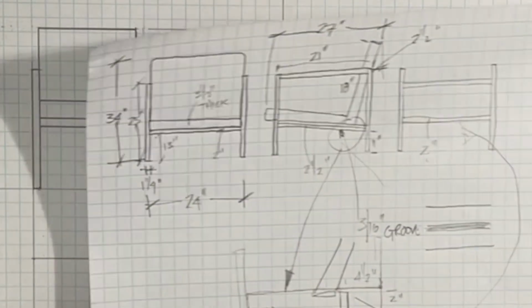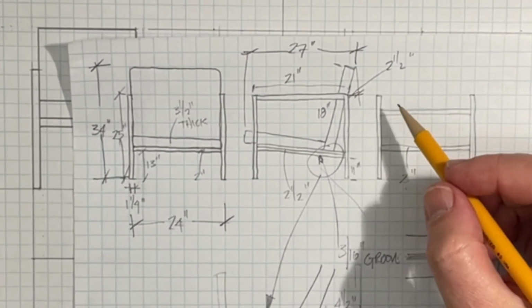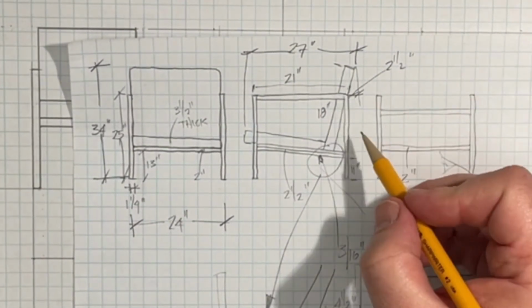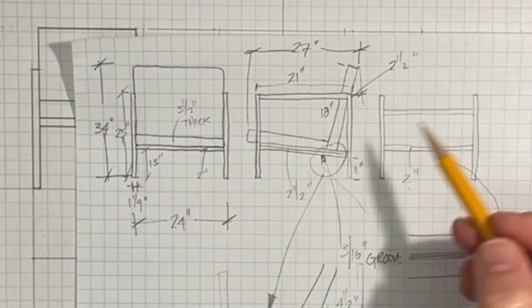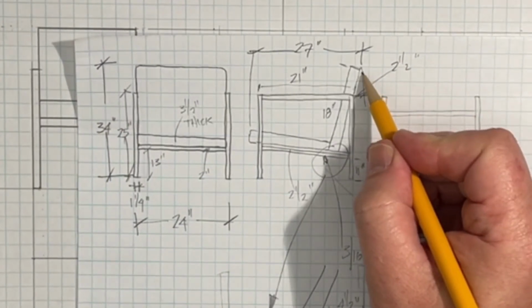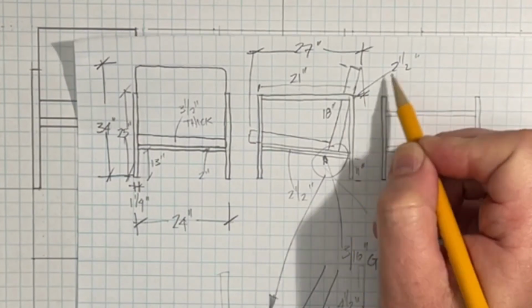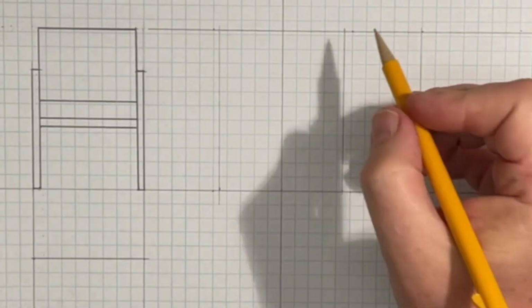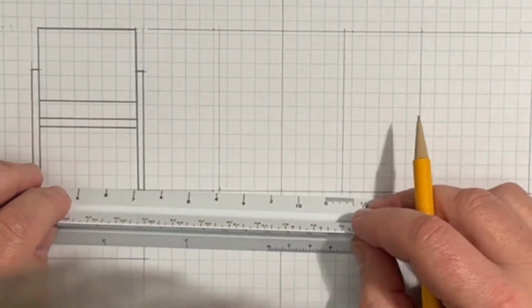So now I'm going to draw the side view. I'm going to start by establishing where this frame is, because it's the one square thing in this drawing. So it starts 2.5 inches from the absolute back of the chair. So from the back of the cushion to the back edge of the frame is 2.5 inches. So the back of the cushion is going to end here. So I'm going to measure 2.5 inches in the right scale.